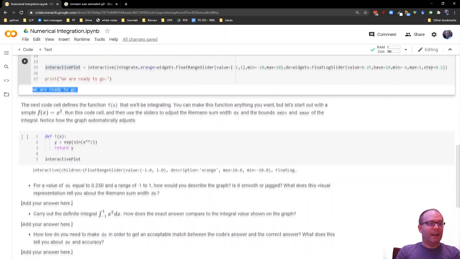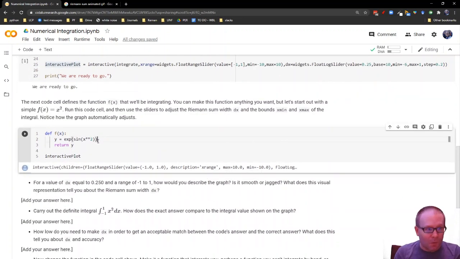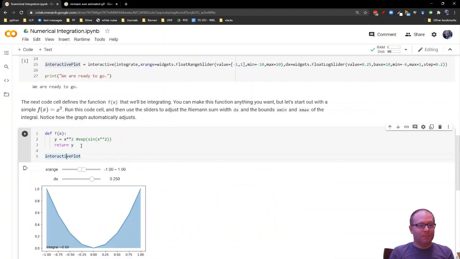Next, we're going to define our function. This can be anything you want. Let's start out with a simple one. Let's start out with a nice, simple x squared. We'll come back to a more fun one in a second. So set this to be whatever function you want. This could be a polynomial. This could be a trig function. This could be an exponential. Literally any function you want, you can numerically integrate. We define the function here, just set it equal to y here, and then we're going to create our interactive plot.